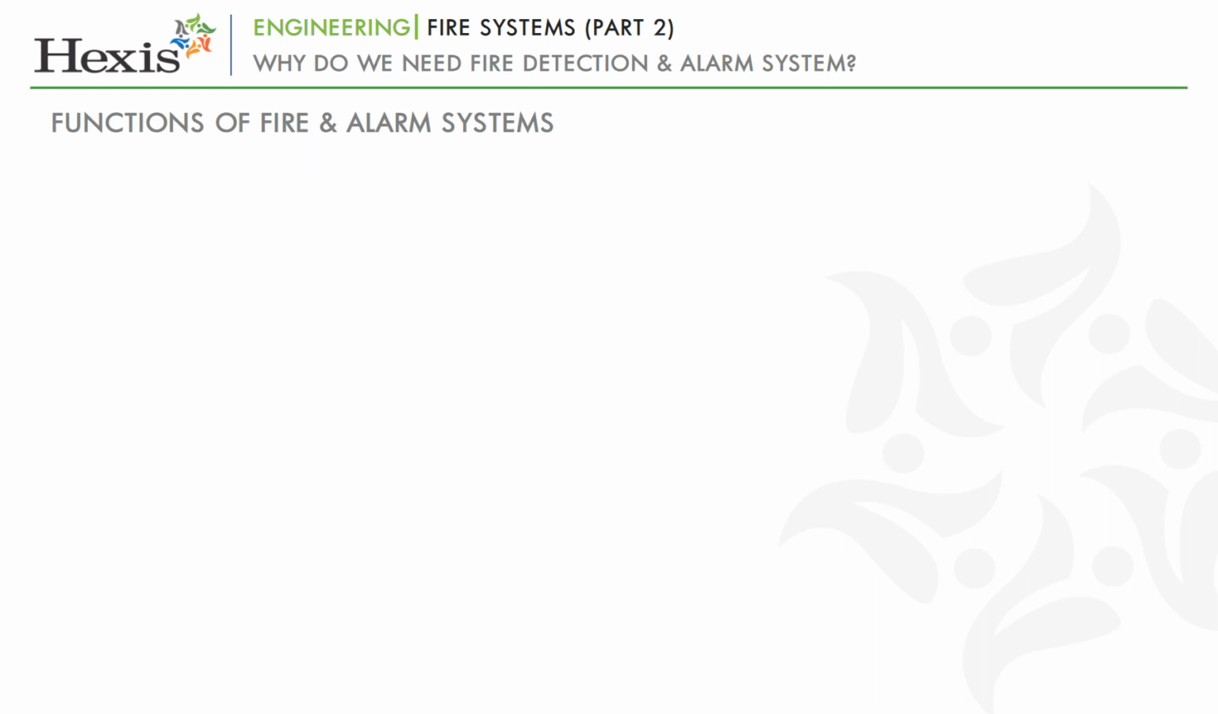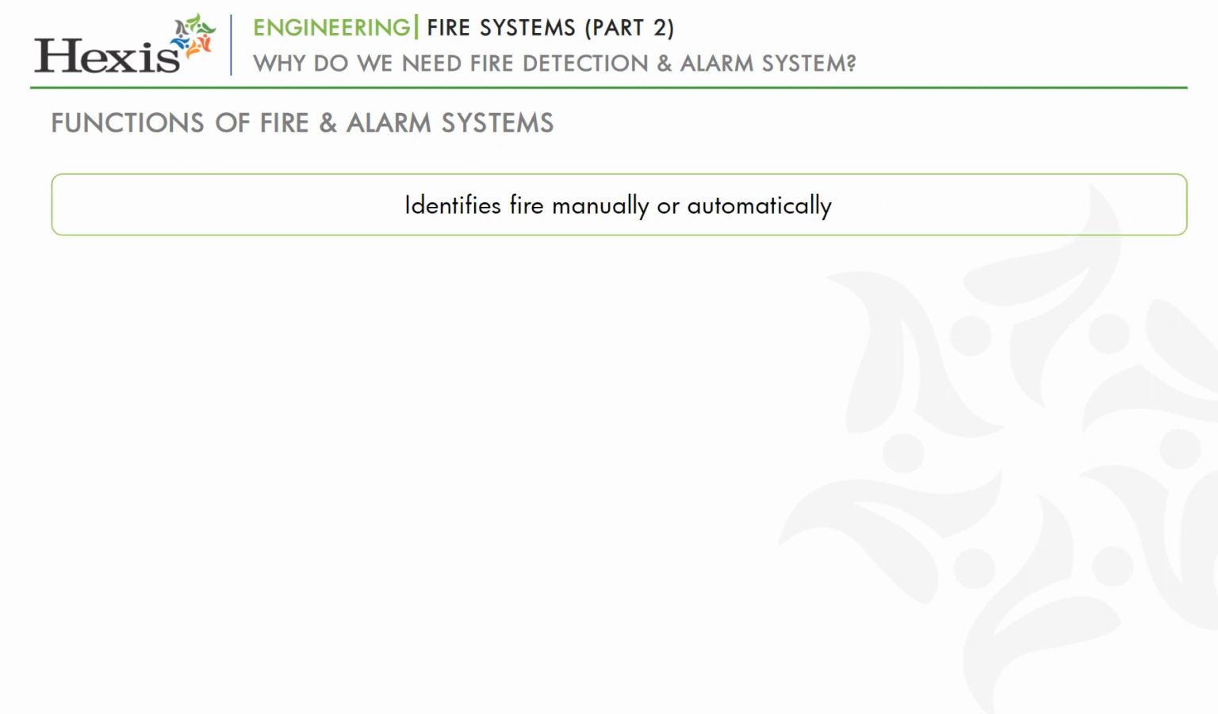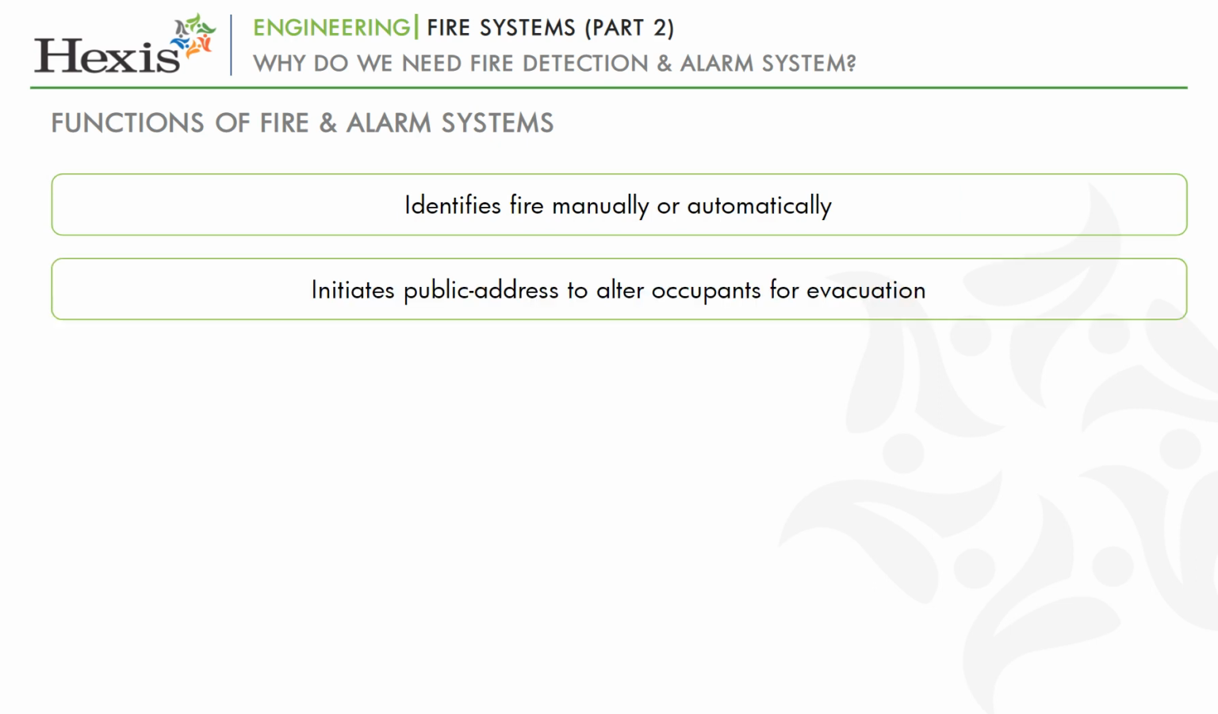Let's look at some of the functions of the fire and alarm systems. Depending on the anticipated fire scenario, building and use type, number and type of occupants, and criticality of contents and mission, these systems can provide several main functions. They provide a means to identify a developing fire through either manual or automatic methods. They alert building occupants to a fire condition and the need to evacuate.